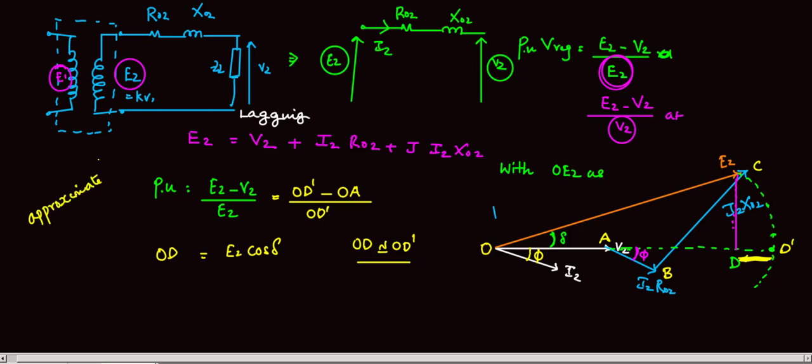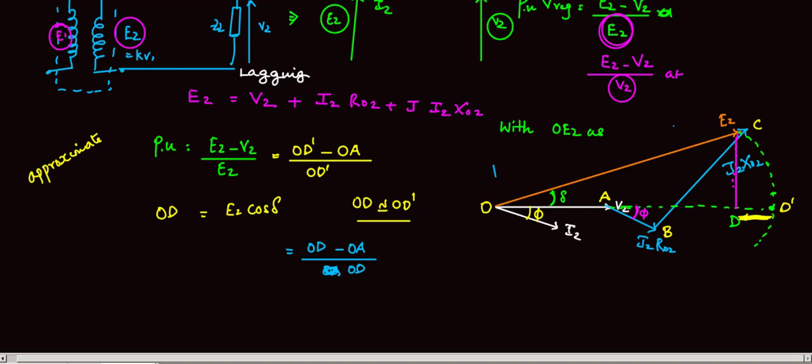Hope you understand. I am doing approximate voltage regulation. I am neglecting the DD dash drop. Then OD is approximately equal to OD dash. So I can write the per unit voltage regulation formula: OD dash equal to OD minus OA by OD.